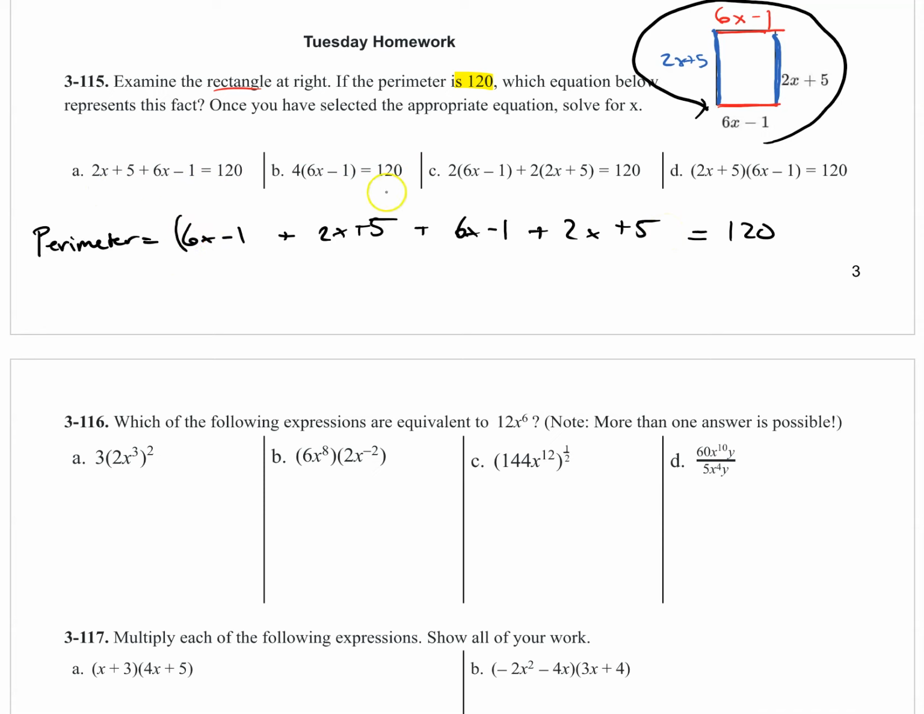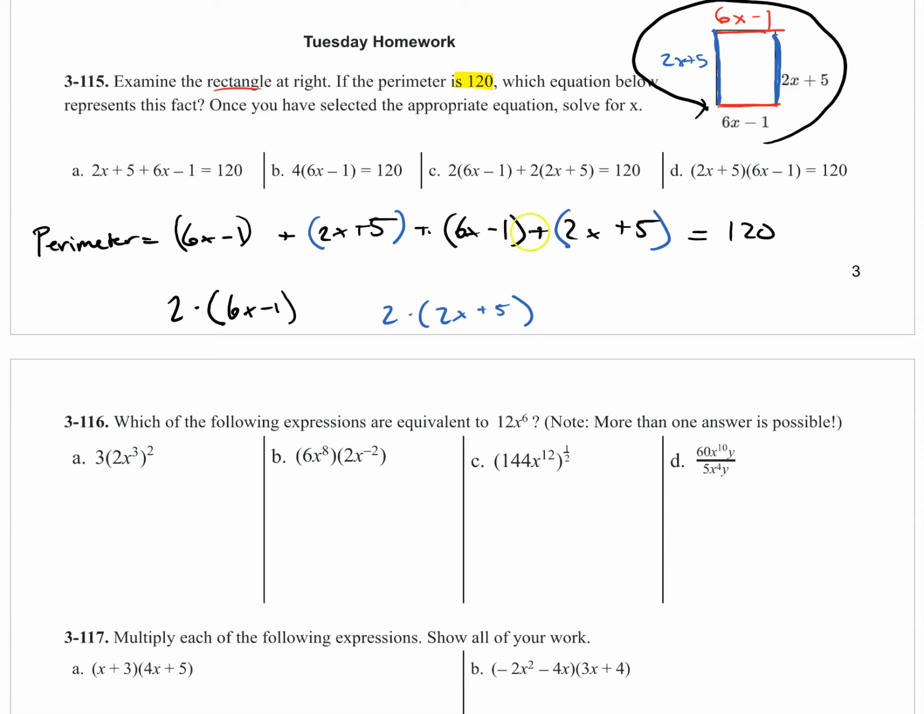Okay, so as you can see, none of them really match, but if you group these 6x minus 1s together like that, notice that there's 2 of them. So if I want, I could rewrite this as 2 times 6x minus 1, because there's 2 of them. And also for the 2x plus 5s, if I group them together, there's 2 of them. So I could say 2 times 2x plus 5.